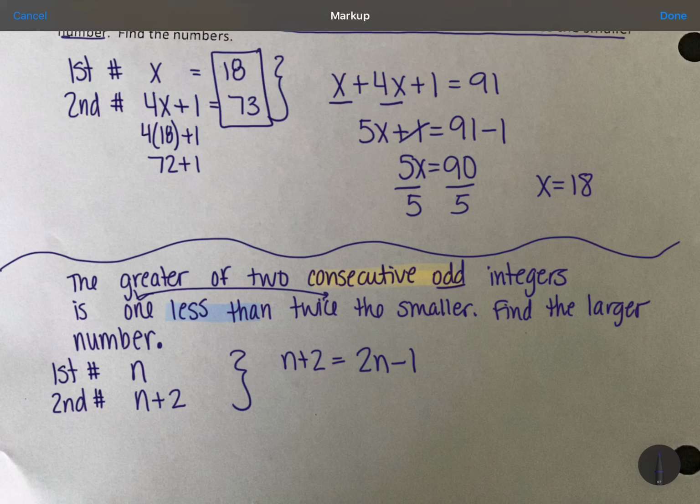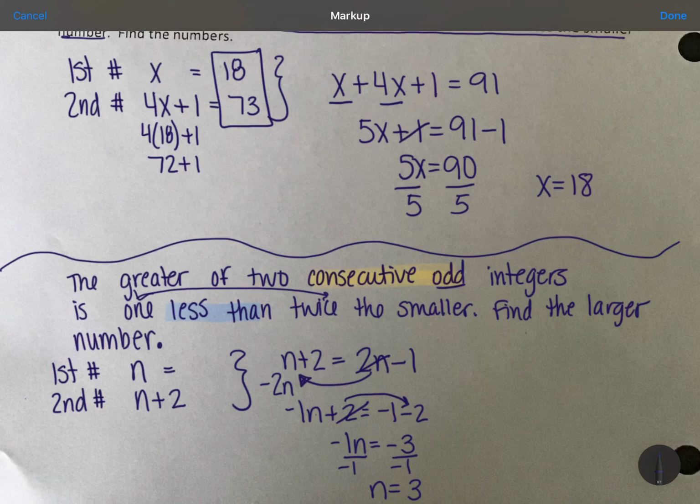All right, so now I'm ready to solve for n. I'm going to subtract my 2n, and that gives me negative 1n plus 2 equals negative 1. Now I'm going to subtract my 2, negative 1n equals negative 3. Divide by negative 1, n equals positive 3. It wants to know what my larger number is. So if I look back to where I started with the n and the n plus 2, n is 3, n plus 2 is 5. So which one is the larger number?